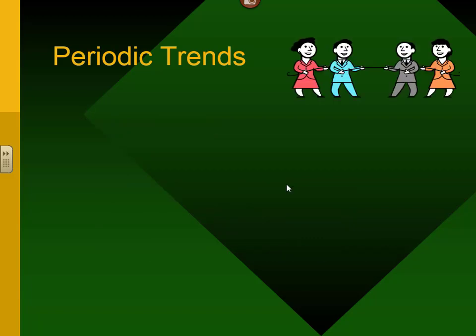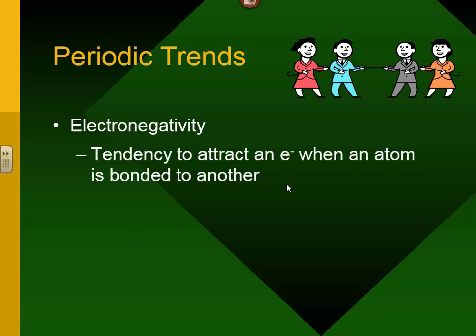Last trend. This one's a little bit different. This is called electronegativity. Electronegativity is, again, important when we talk about bonding. It will help us decide what type of bond is being made. So that's something that we'll spend quite a bit of time with after Christmas. Electronegativity is the tendency of an atom to attract an electron when it is bonded to another atom.